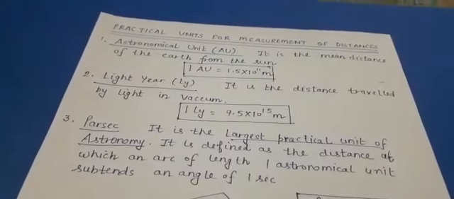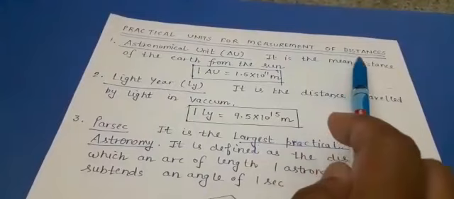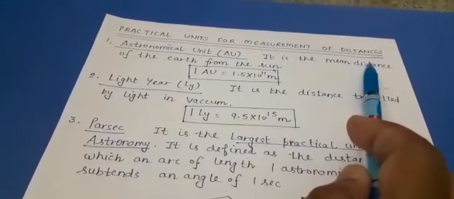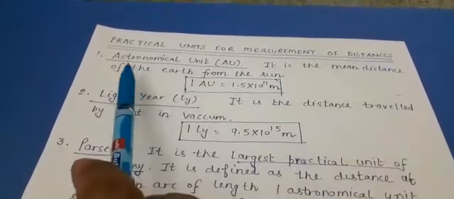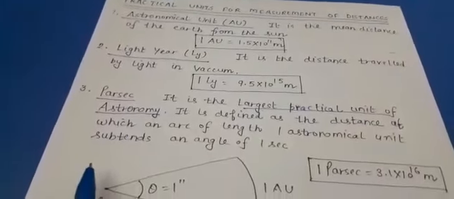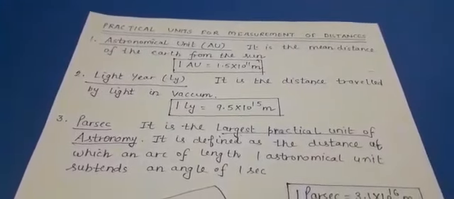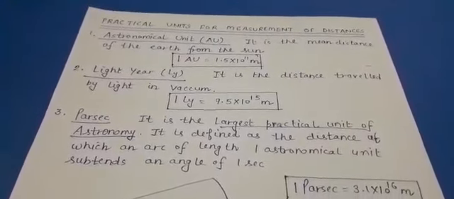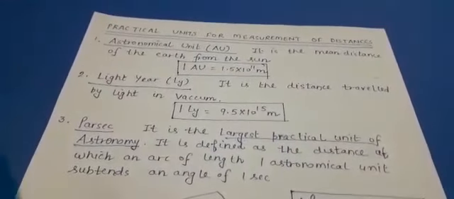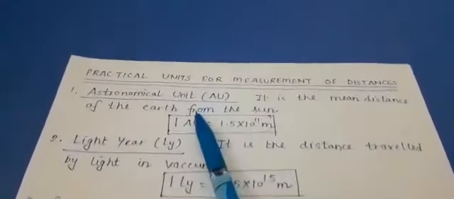Now after this table, let me discuss a few practical units for measurement of distances. The first is the astronomical unit. You have to learn these values simply from the definition point of view, and in terms of values you can learn it. Otherwise, in this complete unit you will not use it. Astronomical unit is symbolically represented by capital A, U.